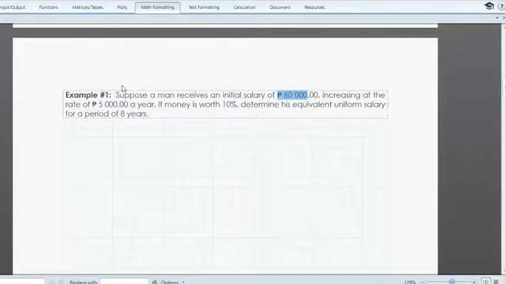Then, increasing at the rate of 5,000 every year. So, every year, tataas yung 60,000 ng 5,000. Magiging ilan yon? 60,000 ngayon. Next year, 65 ang sahod niya. Next year, 70, 75, 80, and so on. So, ganun yung series ng kanyang salary.